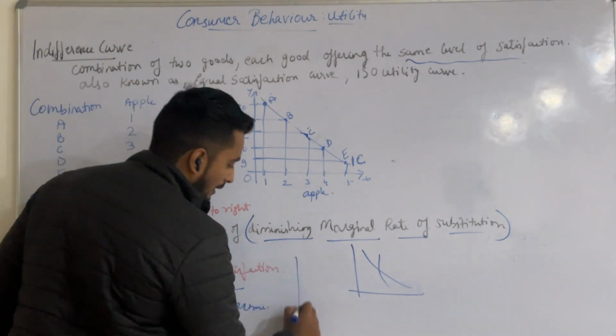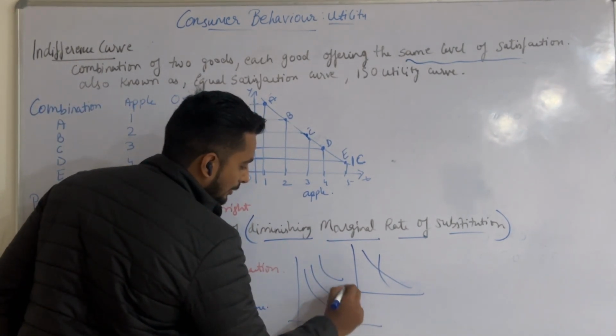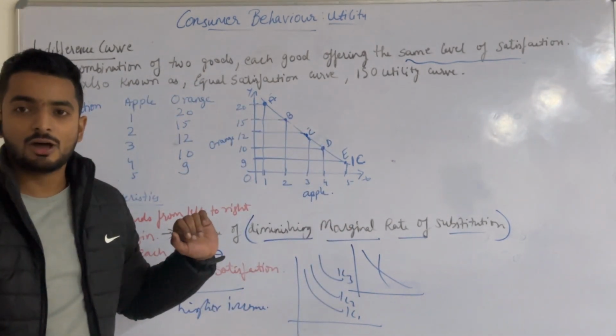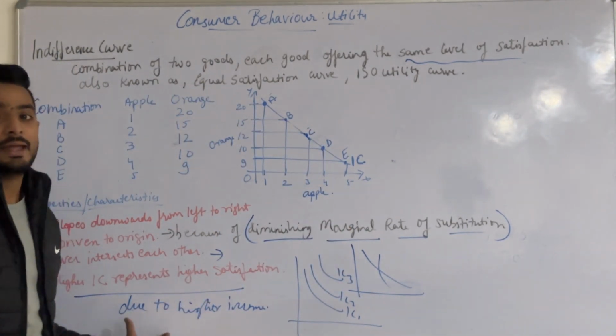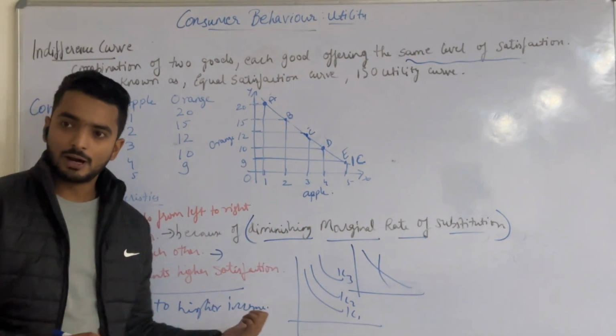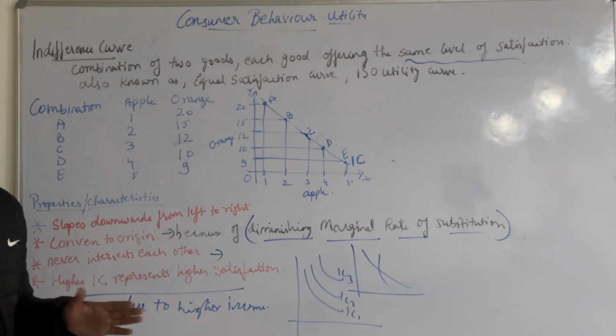So in this you will draw IC1, IC2, IC3. A higher indifference curve represents a higher level of satisfaction due to higher income. That is why it represents higher satisfaction, because of your higher income. So this is the topic of indifference curve. Understood? Any doubt?